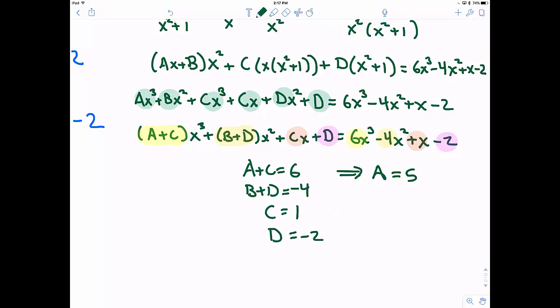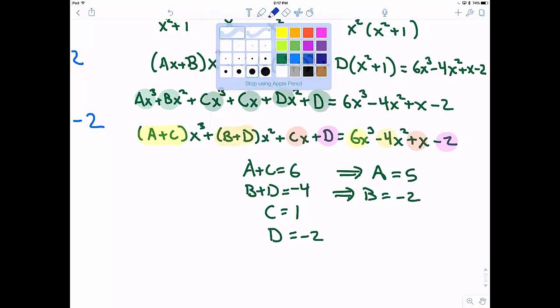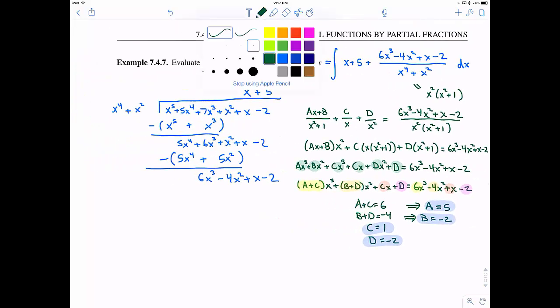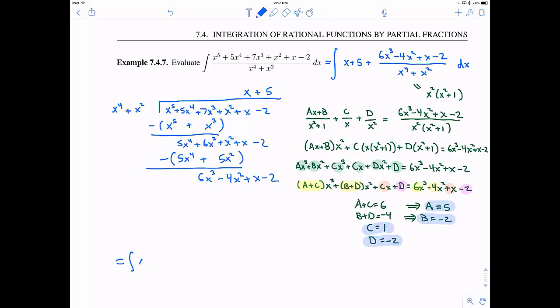And if I plug in d into the second one, let's see, I get b minus 2 equals -4. So add 2 to both sides, and I get b is equal to -2. So there we go. We know a, b, c, and d. Like I said, that was a nice one. So now let's go ahead and plug these in. I have the integral of, I can't forget about my x plus 5, plus, and now this thing right here, we've used partial fractions to rewrite it as ax plus b, so that's 5x minus 2 over x squared plus 1, plus c, which is 1 over x, and plus d, which is -2 over x squared dx.